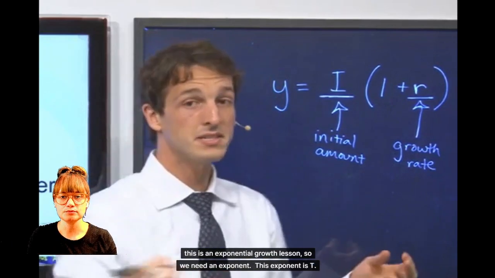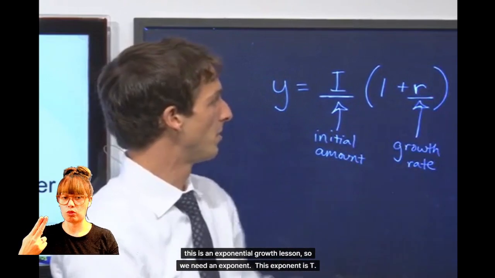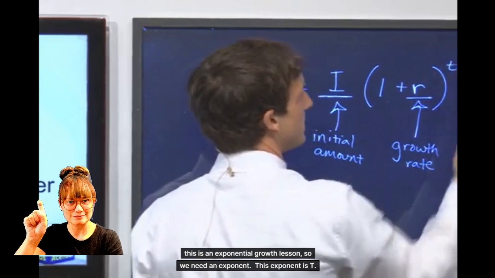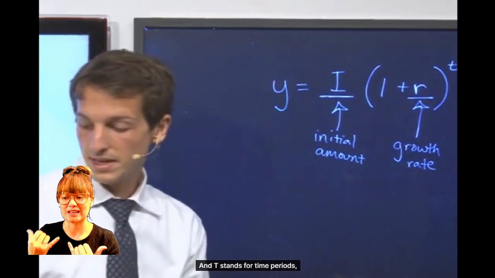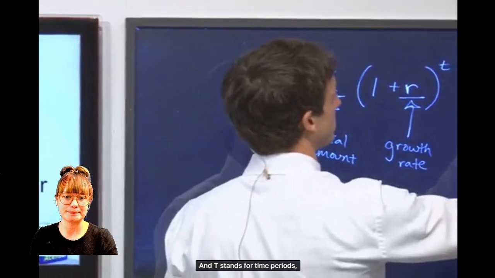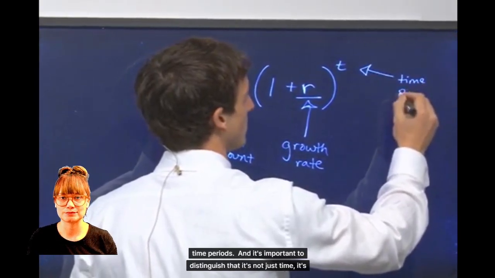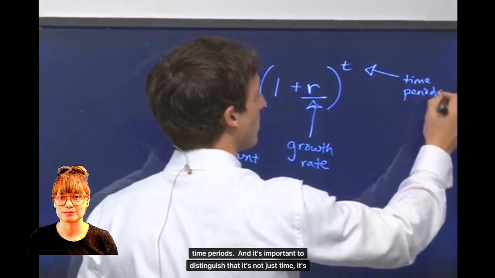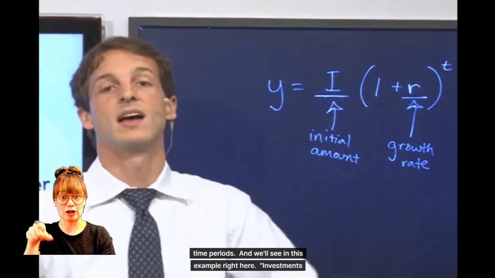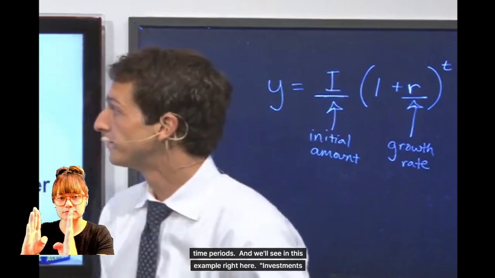And then finally, this is an exponential growth lesson, so we need an exponent. This exponent is t, and t stands for time periods. And it's important to distinguish that it's not just time, it's time periods. And we'll see in this example right here.